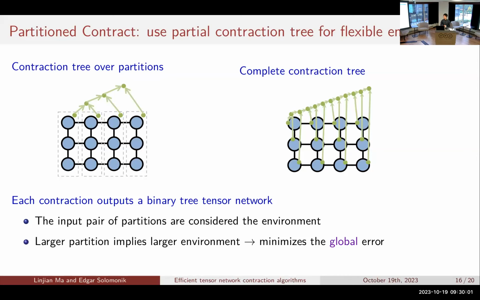When we perform the contraction, we consider all the tensors in the input partitions as the environment. So if the partition is larger, then the environment we use is larger, and we are minimizing the global error every time we perform the low rank approximation. So this gives the user the flexibility to balance efficiency and accuracy.